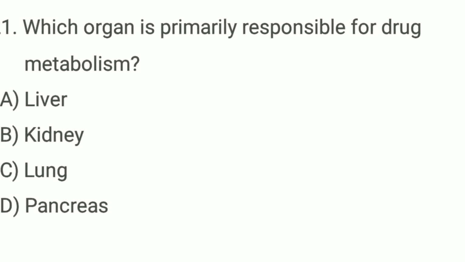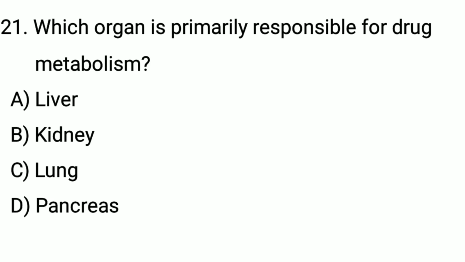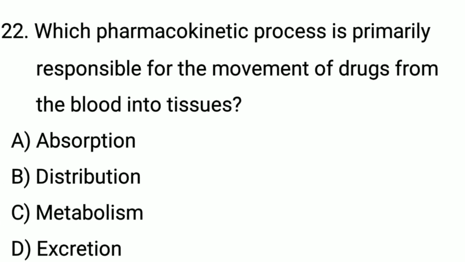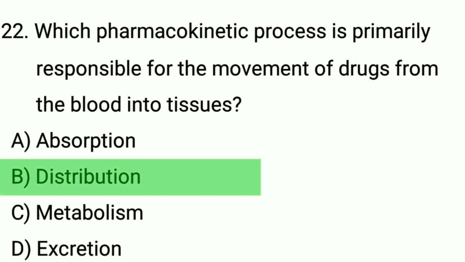Question number 21. Which organ is primarily responsible for drug metabolism? The right option is option A, liver. Question number 22. Which pharmacokinetic process is primarily responsible for the movement of drugs from the blood into tissues? The right option is option B, distribution.